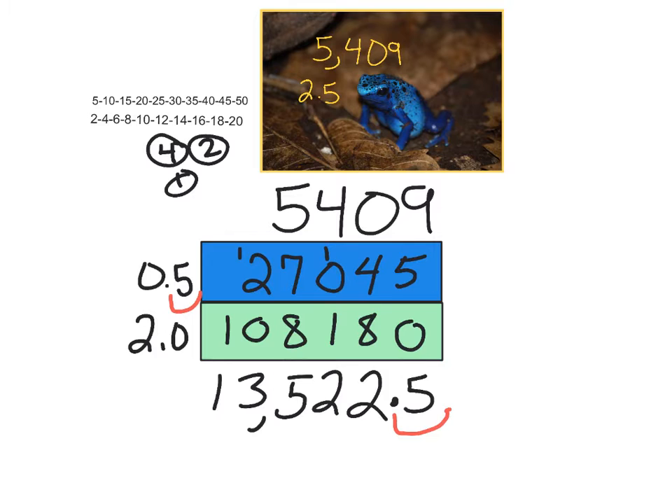So let's go ahead and look now. What does that mean? Well, that means that Penelope here, the poison dart frog, has eaten 13,522 and a half, right? Because 0.5 is the same as a half, grams of mosquitoes. Hey, thank you, Penelope, because those suckers would be biting me if you didn't eat them, and I appreciate that.